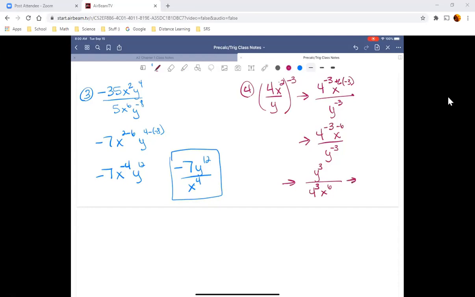And then we can just simplify that a little bit more. So we got y to the 3rd. Anybody know what 4 to the 3rd power is? 64? X to the 6th. So all of our exponents are positive, and any number raised to a power that we could simplify, we have simplified, right?